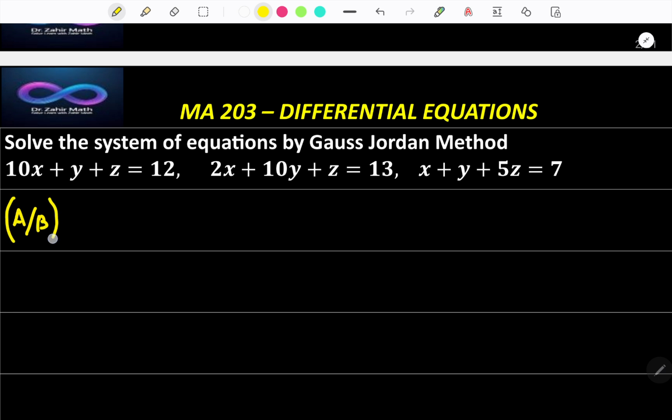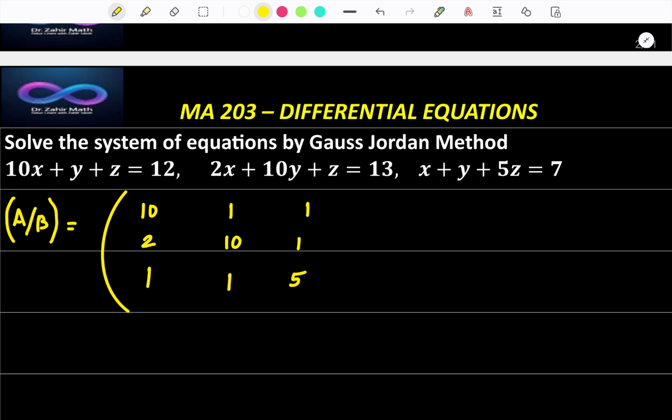Already we saw in the Gauss elimination method how to write the augmented matrix, right? So 10, 1, 1, and then 2, 10, 1, and then 1, 1, 5. Is it okay, everybody? Yes. So 10, 1, 1, 2, 10, 1, 1, 1, 5.